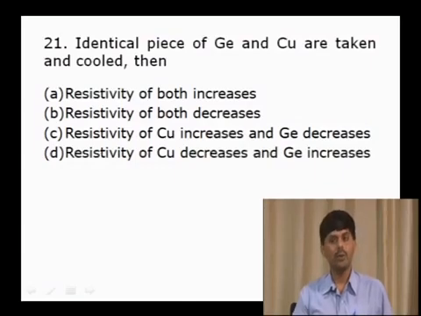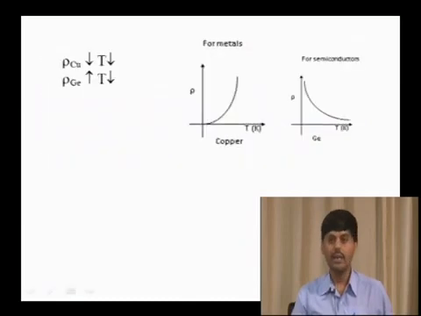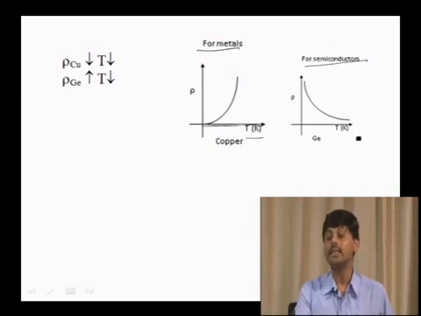First we know the basic concept. Already we discussed the variation of resistance with temperature for metals, alloys and semiconductors. For metals and alloys, as temperature increases, resistivity also increases. But in the case of a semiconductor, when we increase the temperature, resistivity decreases. Taking the help of this graph, for metals we have resistivity versus temperature: if temperature increases, resistivity also increases. In a semiconductor, resistivity decreases with increase in temperature.